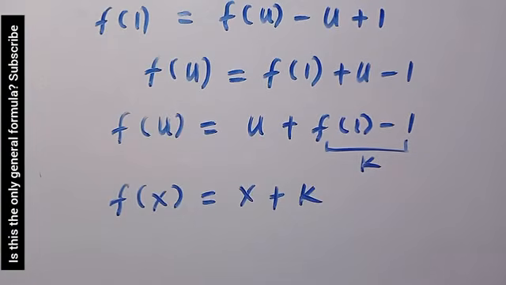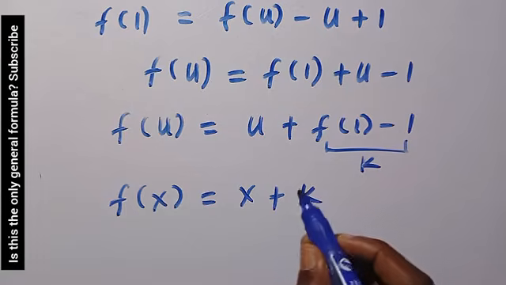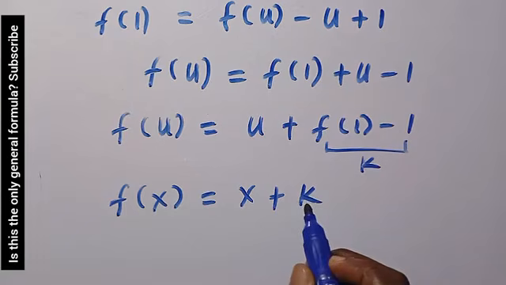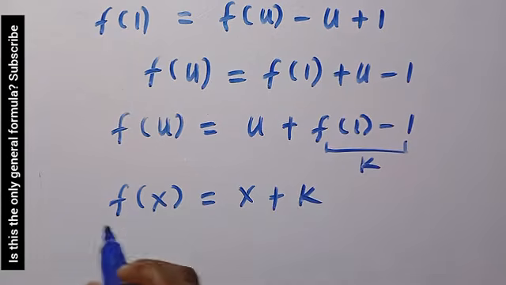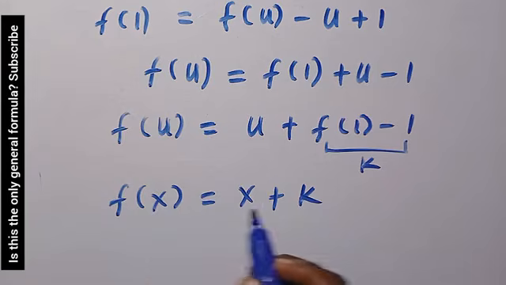This is what we have for the general formula, but we cannot conclude here yet. We have to know what is the value of k. Since we know the value of k, then we can generalize that f of x equals x plus k. But how do we know the value of k?